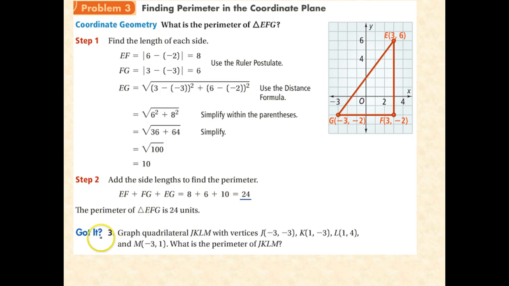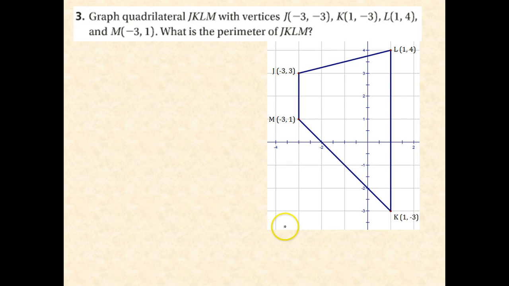All right, let's pause and see if you can figure out number 3. Okay, so plot these points. It'll end up looking like this. And what is the perimeter? All right, let's see. Here we can use the ruler postulate. X values are the same, so we just need to subtract y values. 3 minus 1 is 2, so that's 2 units.